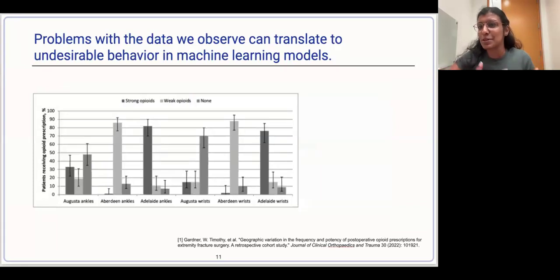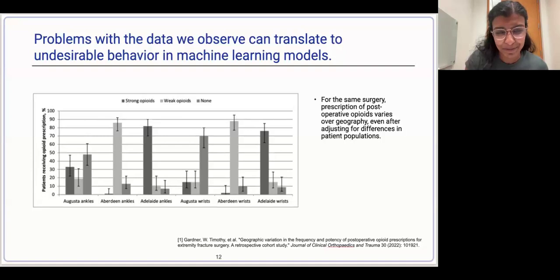Of course, when these types of data-related quirks arise in medical data, the consequences can be more serious. So consider variation in medical practice across geographies. What I'm showing you is approaches to opioid prescription, strong, weak, or no opioids at all in different shading, after the same surgery in different locations: Augusta, Aberdeen, and Adelaide. Confusingly, they all start with an A, but they are three locations in Australia. What the authors find is that prescription rates vary widely, even after accounting for differences in patient populations. So if you show up after a wrist surgery in Aberdeen, you're much more likely to get opioids compared to getting that same surgery in Augusta.